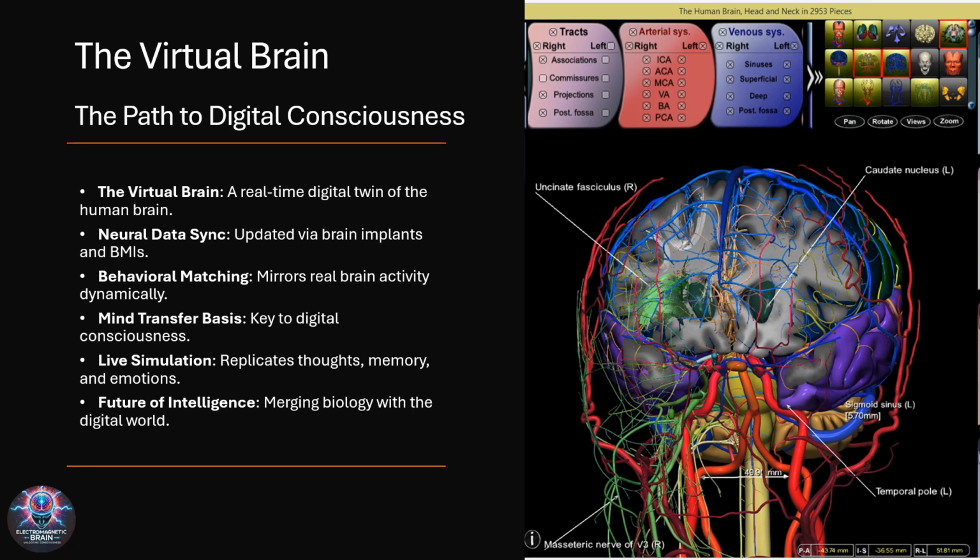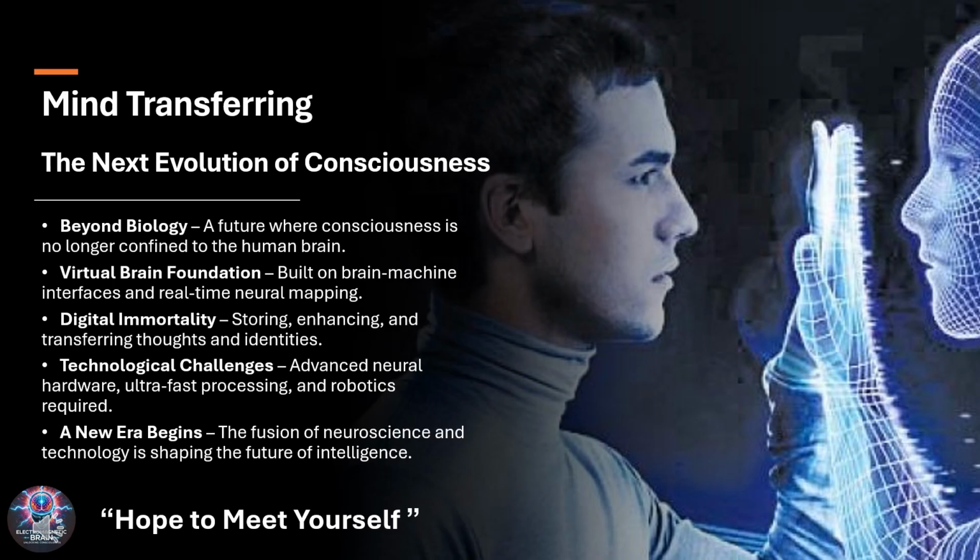The virtual brain is not just an extension of neuroscience, it is the bridge to a new era of human existence in the digital. As we stand on the edge of the neurotechnological revolution, mind transferring represents the ultimate frontier, a future where human consciousness is no longer confined to the biological brain. By building upon the virtual brain, advanced brain-machine interfaces, and real-time neural mapping, we are laying the groundwork for a world where thoughts and memories exist beyond the limits of the body.